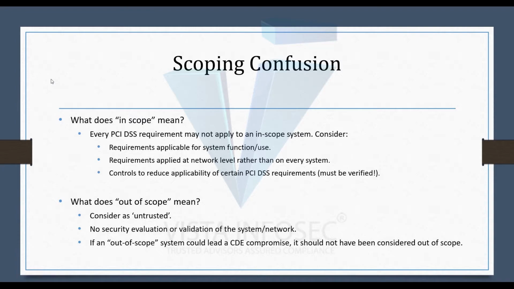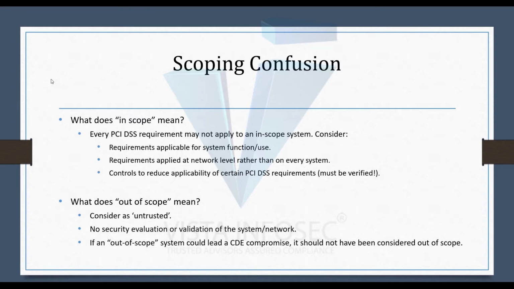Now again, something like a wireless network, wireless controls are there. So in case you do not have wireless in the enterprise, then it will reduce the applicability of these wireless requirements. And then what does out of scope mean? Simply speaking, it's untrusted. PCI has nothing to do with it.